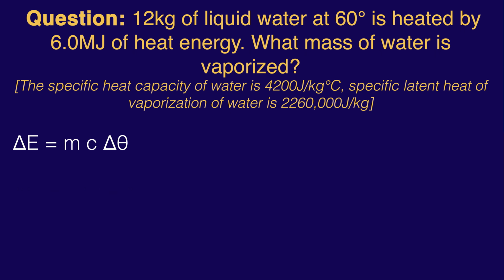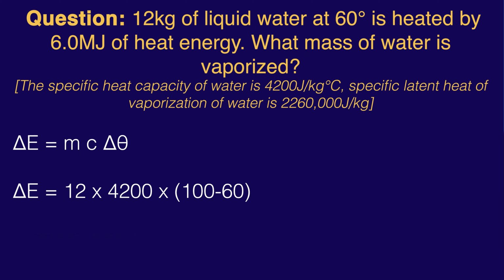First, we need to work out how much energy it takes to heat the water to the boiling point of 100 degrees C. Because it's a change in temperature, we're going to use the specific heat capacity equation. So, delta E equals m c delta theta. We're talking about 12 kilograms, and the specific heat capacity is 4,200. Temperature change can be found from 100 degrees minus 60 degrees, which is 40 degrees. We put all that in our calculator and we get 2,016,000 joules.